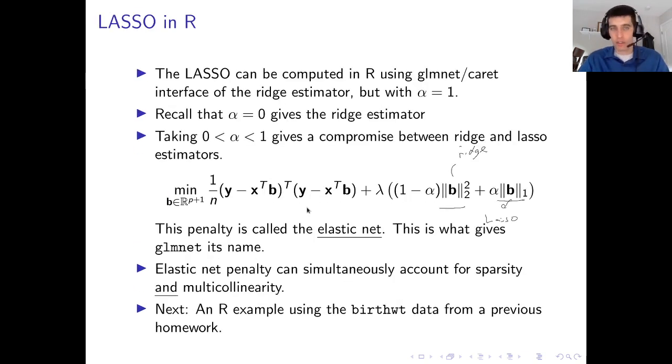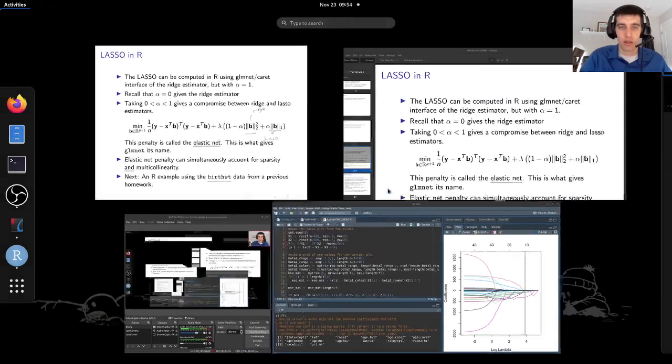Okay, so let me jump into R. What we're going to do next is an example. Some homeworks ago, after we introduced categorical predictors, we used this birth weight data set where we were predicting the birth weight of babies using attributes of their mothers. We're going to do an example using the lasso estimator on this birth weight data set. So let's switch over to R.